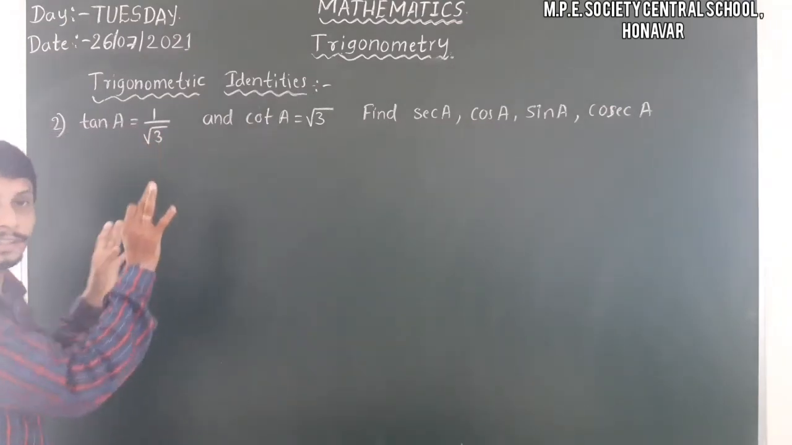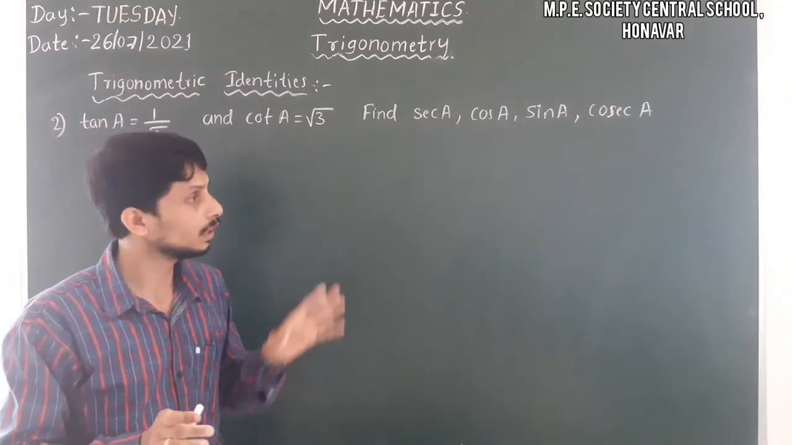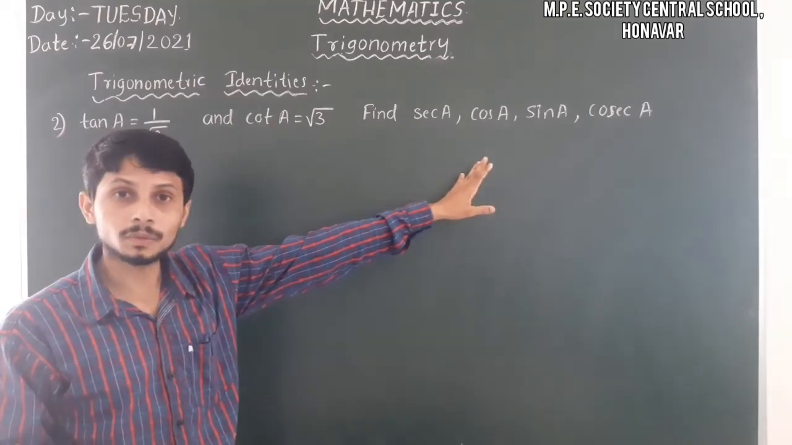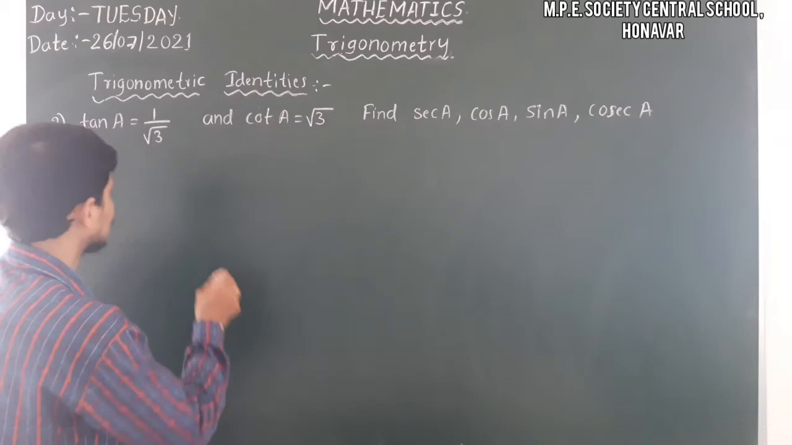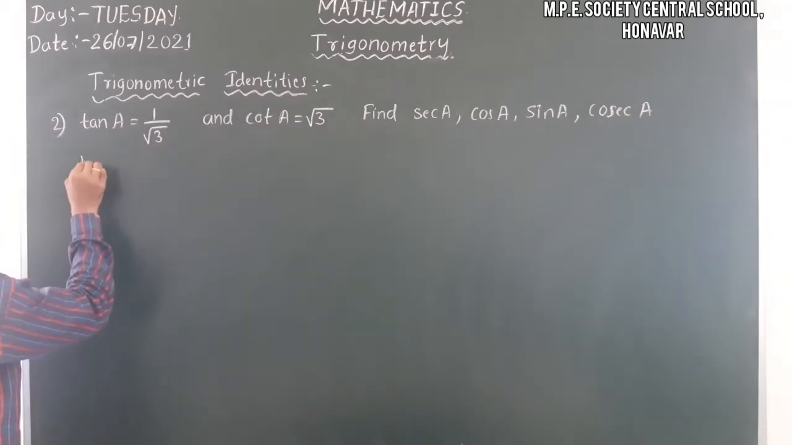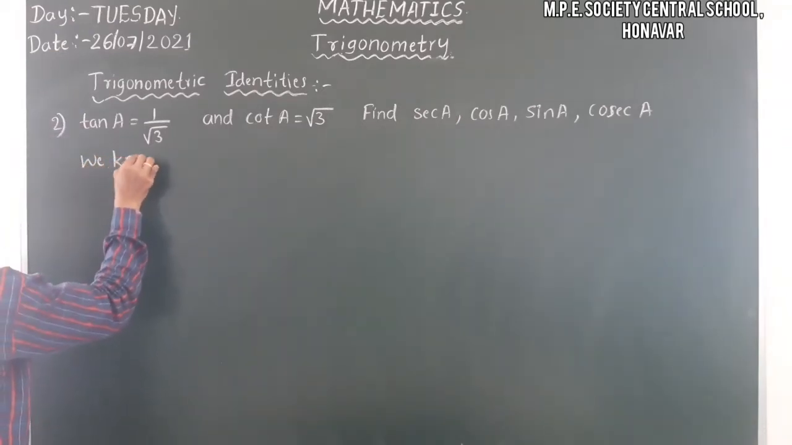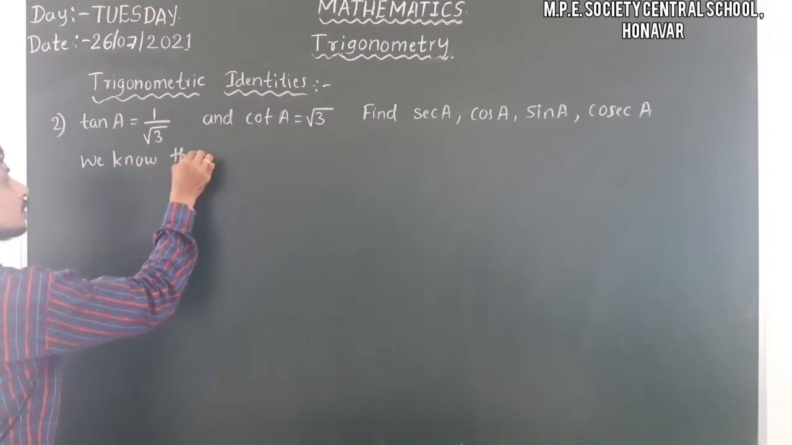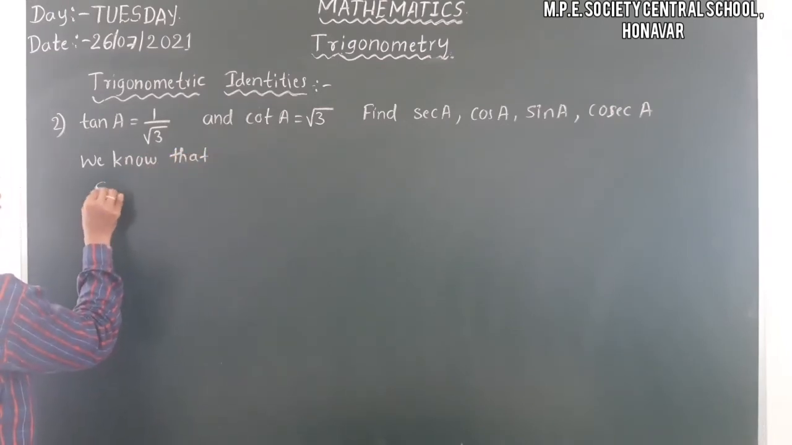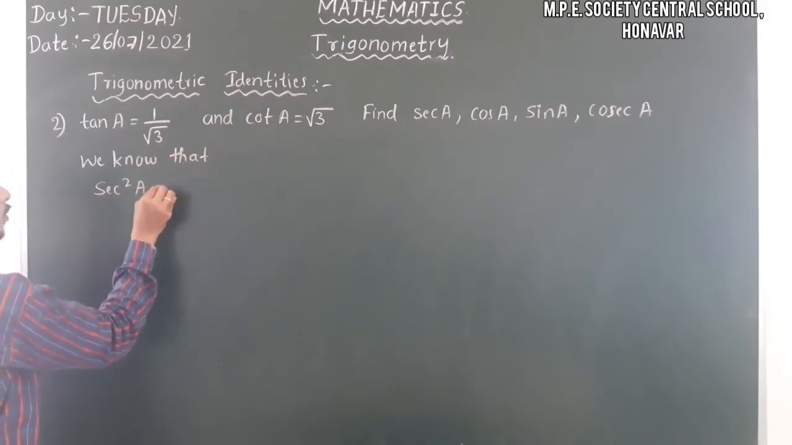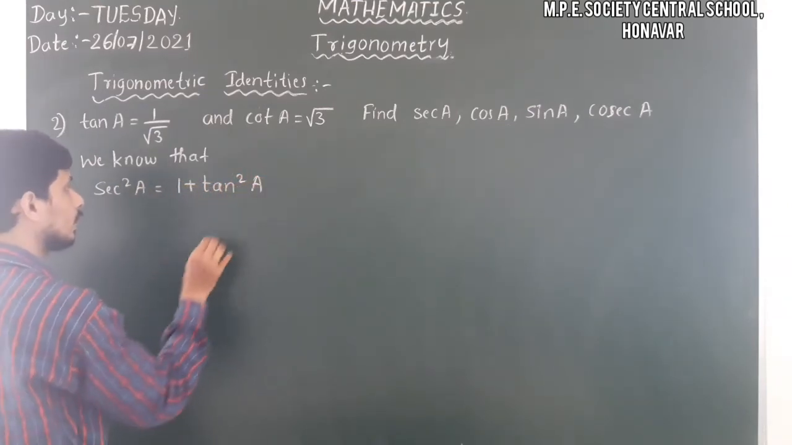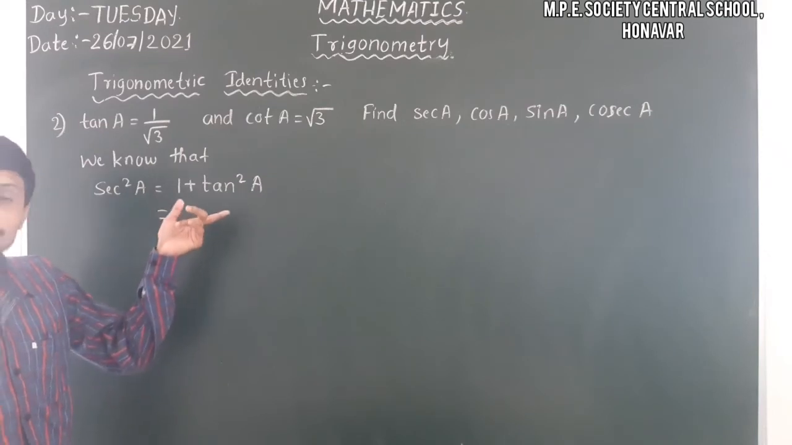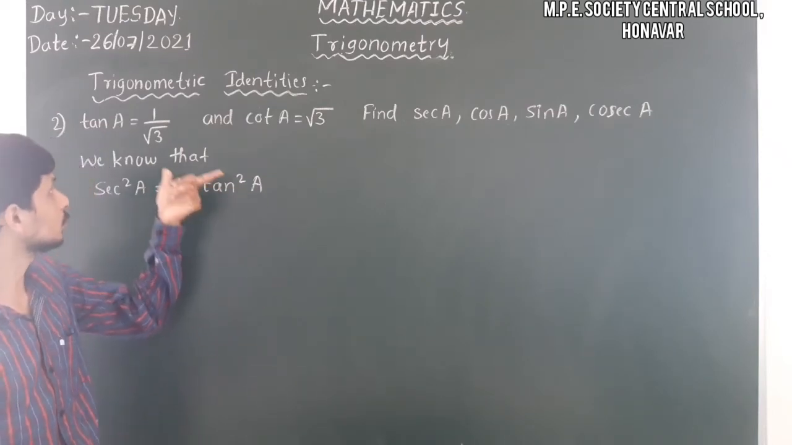Tan a is already given: tan a is equal to 1 by root 3. Using that, we first have to find secant a. We know that secant square a is equal to 1 plus tan square a. In place of tan a, you have to substitute the given value.